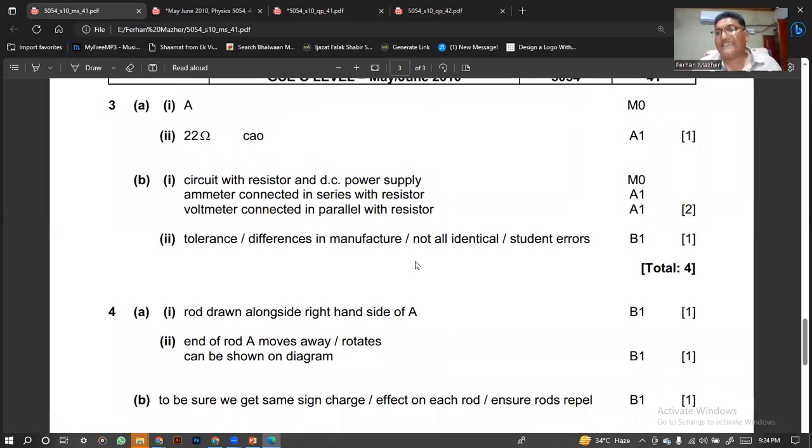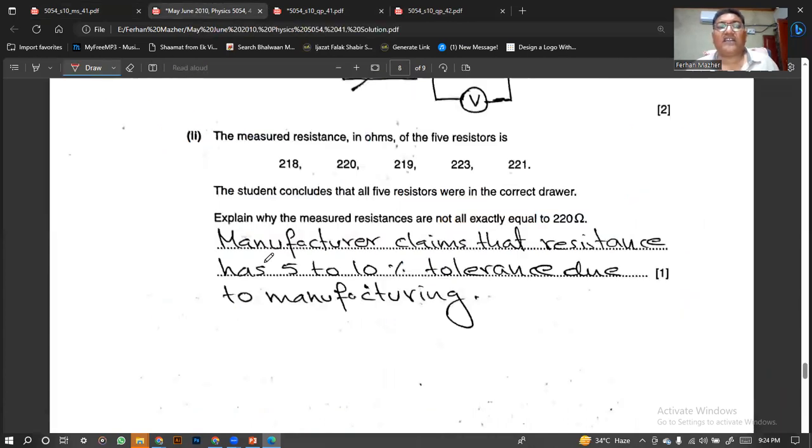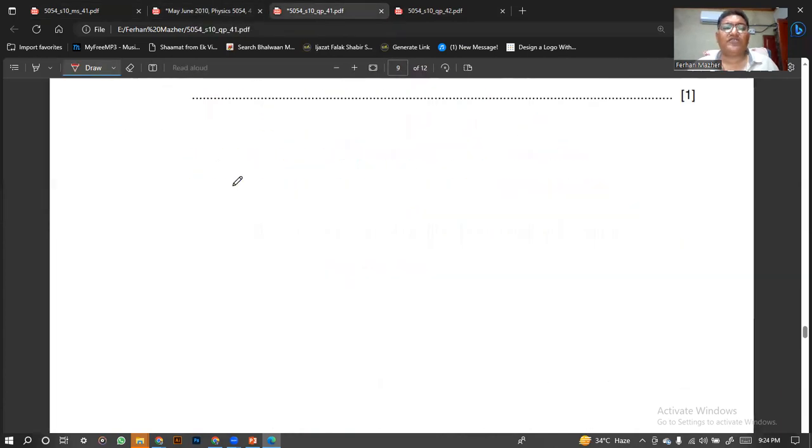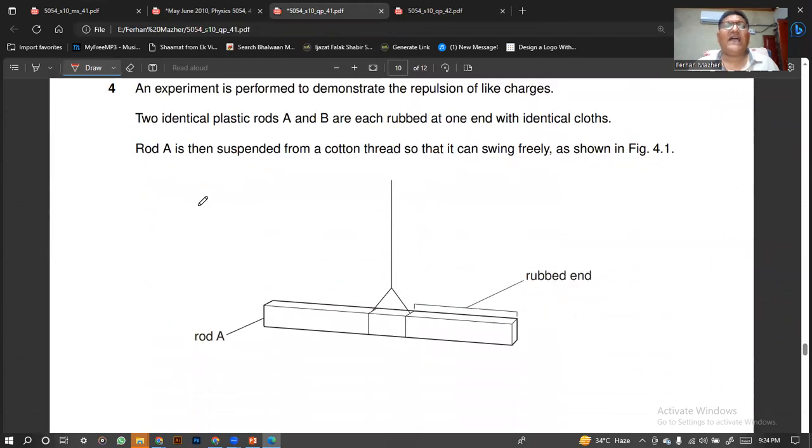Maybe the resistors you have are from different manufacturers. So that's why all resistors are not identical. So that was question number 3. Then we have question number 4.